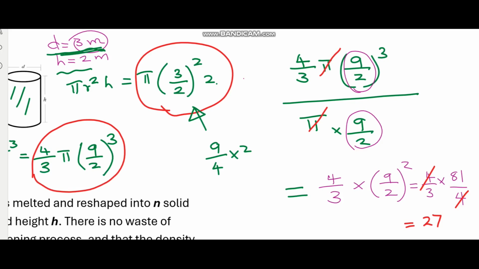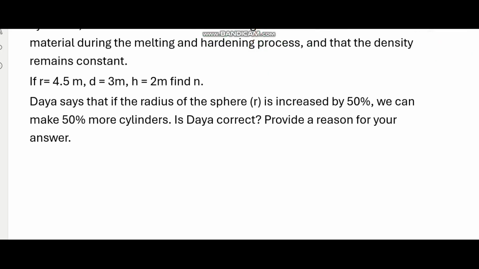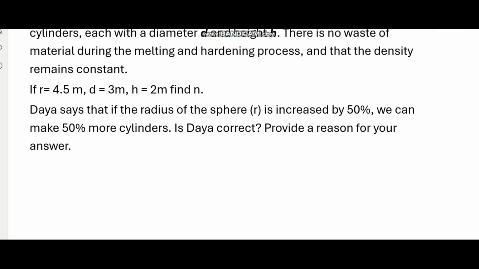Now, let's take a look at the next part. Dia says that if the radius of the sphere is increased by 50%, we can make 50% more cylinders. Is Dia correct? Okay, so what do you think? So volume here is proportionate to r cubed, because we know that it's 4 over 3 pi r cubed.